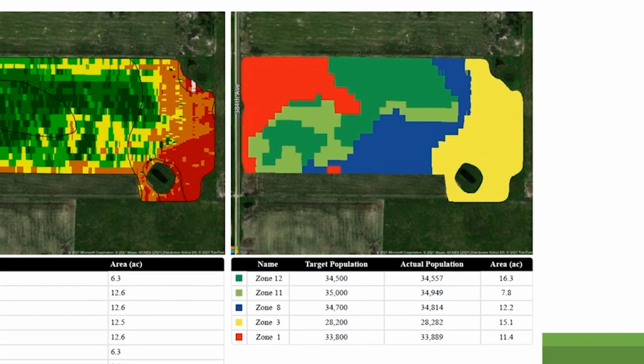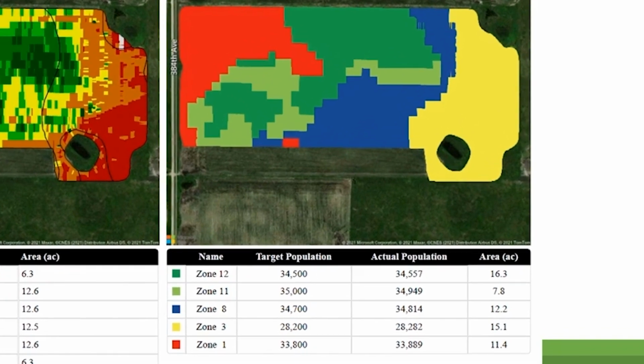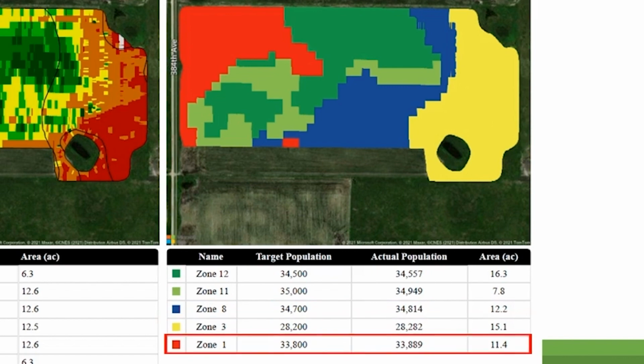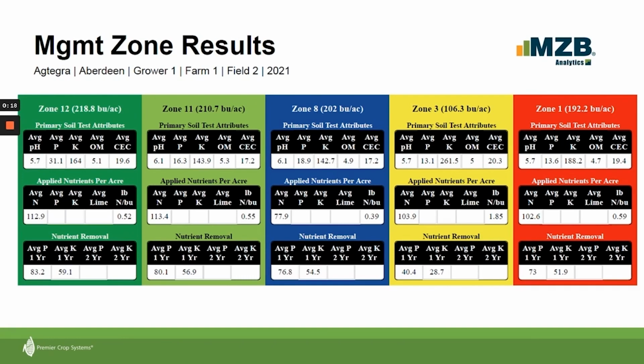In this management zone image, you will see the field broken out into zones. We know that zones 11 and 12 are our most productive zones. Zone 8 is a moderate producing zone, Zone 3 is a lower producing area, and Zone 1 is a ridge or higher elevation zone. When breaking down your MZB zones, you can see the average soil test values for each of the zones coupled with the applied nutrients specific to each zone.